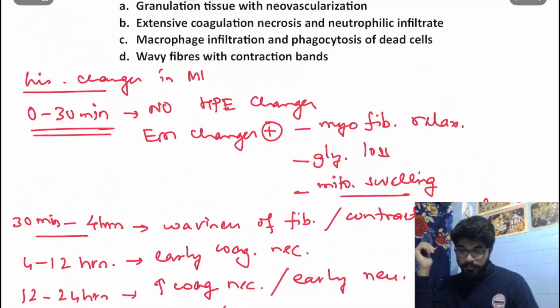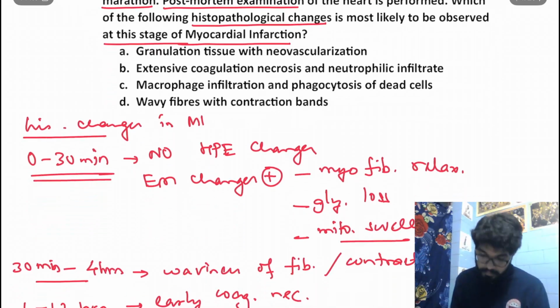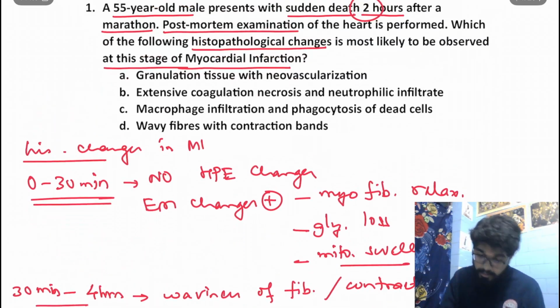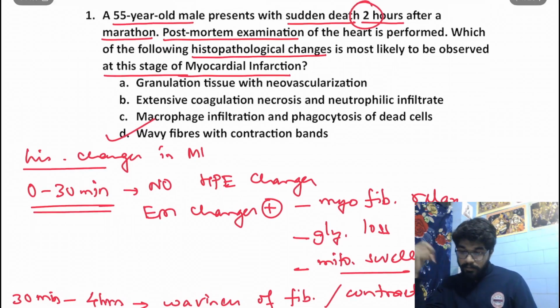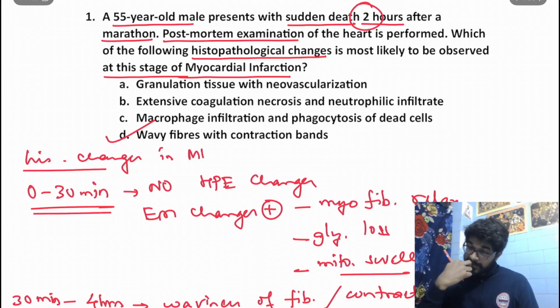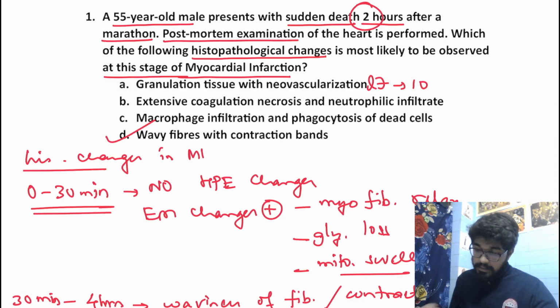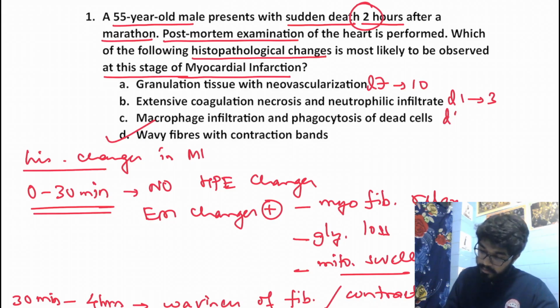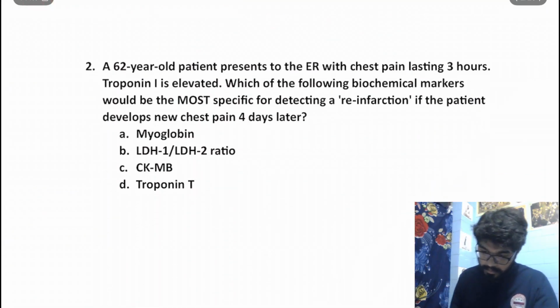Okay. Now let's move on to the options. Right, it is at 2 hours. So that is between 30 minutes and 4 hours, we would get wavy fibers with contraction bands. The granulation tissue with neovascularization would be seen on day 7 to day 10. Extensive coagulative necrosis and neutrophilic infiltrate from day 1 to day 3, and macrophage infiltration from day 3 to day 7. Okay, so the answer over here would be D. Moving on to the next question.